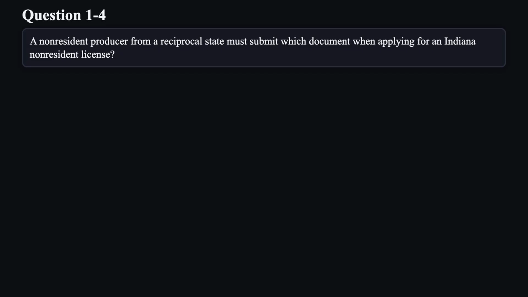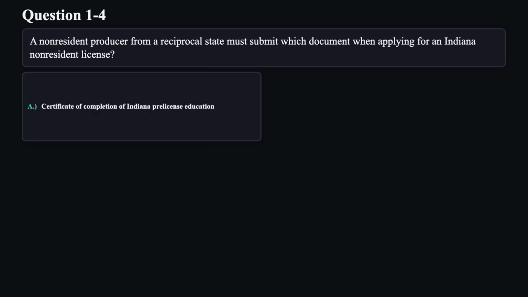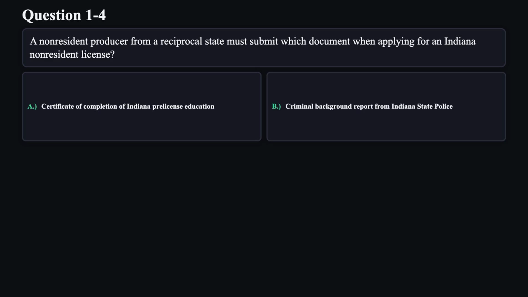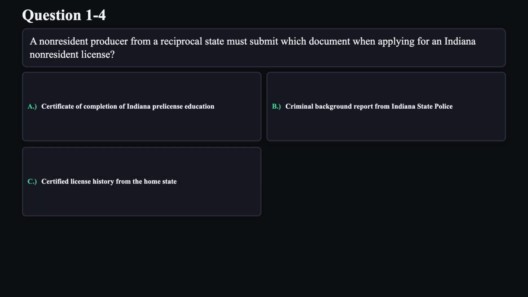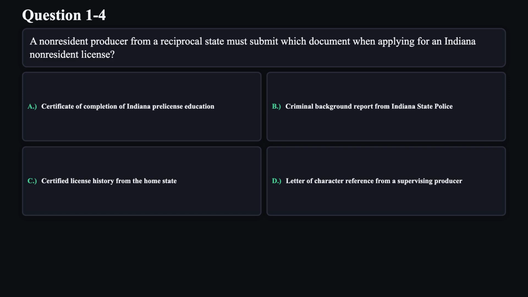Question 4. A non-resident producer from a reciprocal state must submit which document when applying for an Indiana non-resident license? A. Certificate of completion of Indiana pre-license education. B. Criminal background report from Indiana State Police. C. Certified license history from the home state. D. Letter of character reference from a supervising producer.